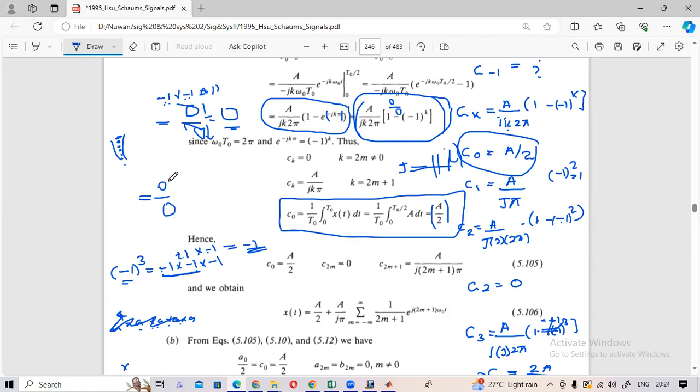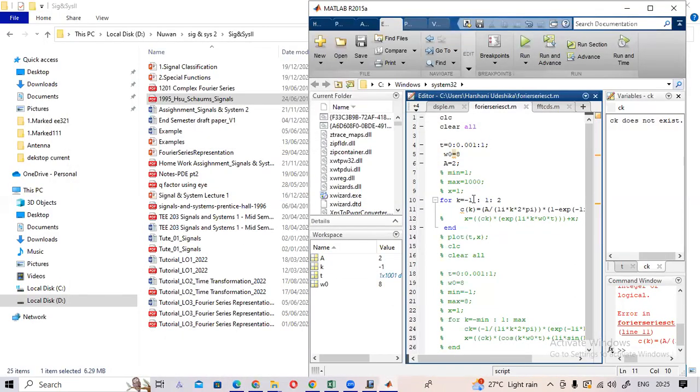So it is not defined. Okay? So that is why we need to use another additional one to calculate this, what is called the DC component. Okay, so in MATLAB also, if you get -1 to 2, that means 0 will come here. So you have the value 0 divided by 0.